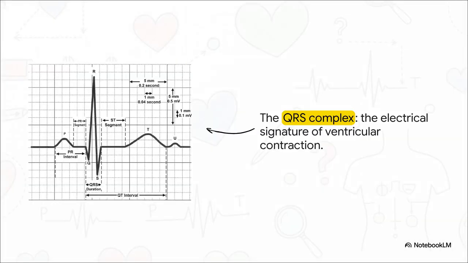So here we can see the different parts of the QRS complex. That initial negative deflection, the Q wave, often represents the depolarization of the septum. The big, tall, positive spike, the R wave, reflects the depolarization of the main mass of the ventricles, and the S wave that follows is the final depolarization of the base of the ventricles. The shape and the size of these waves are just incredibly important for diagnosis.